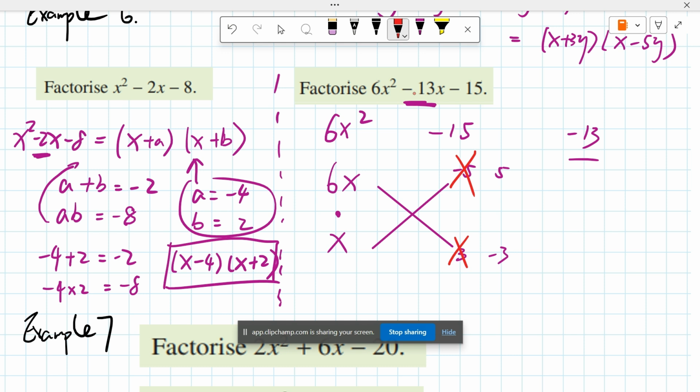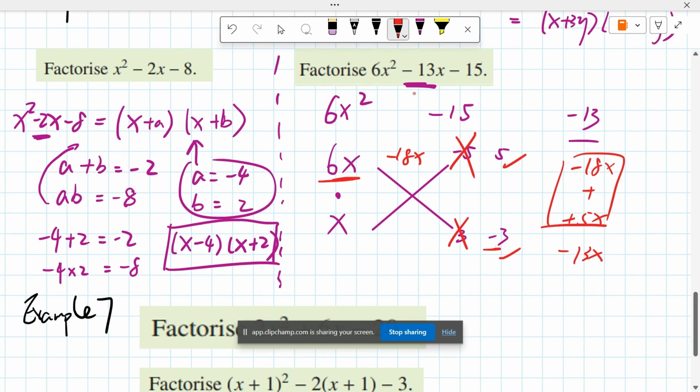So now we go the opposite way. Now I have 5 and minus 3. If I say minus 3 multiplied by 6x, that equals minus 18x, and 5 times x is plus 5x. If you add those two together, is that equal to minus 13x? That actually equals minus 13x. Which means those two are correct.